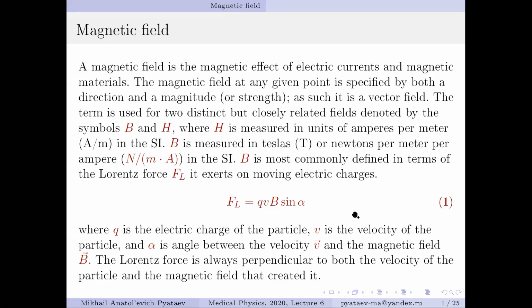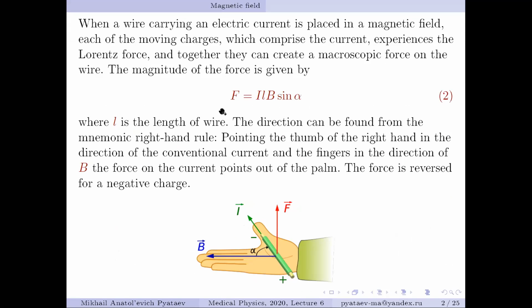In the 19th century, magnetic interaction was first found as an interaction between electric currents. And this can be considered a consequence of equation 1. If we have a charged particle moving with velocity v, then the magnetic field will act with a force on this particle, and the force acting on many particles will produce the force acting on the wire with current. This is known as the Ampere force, or the force of interaction of the magnetic field and electric current.